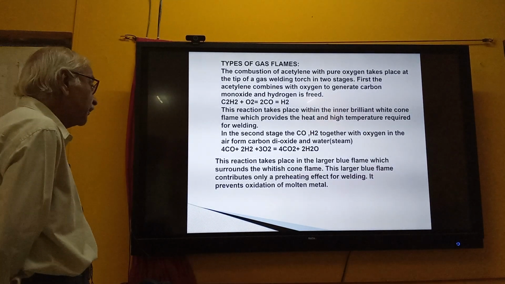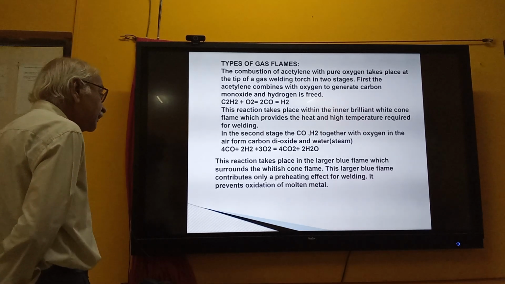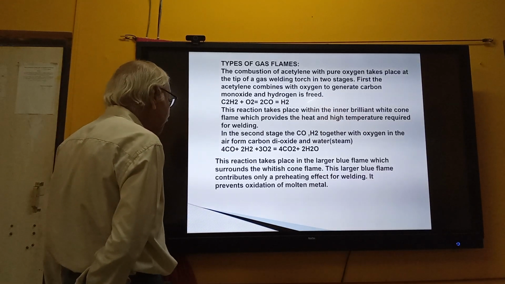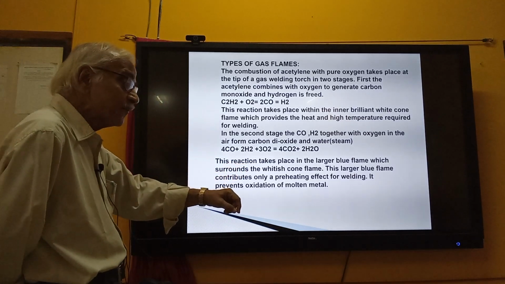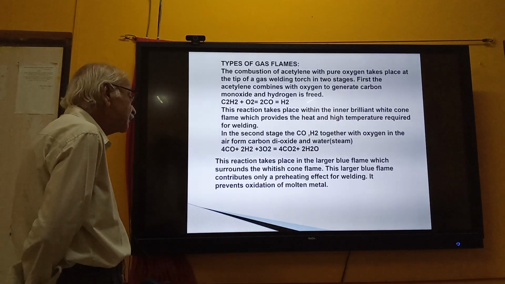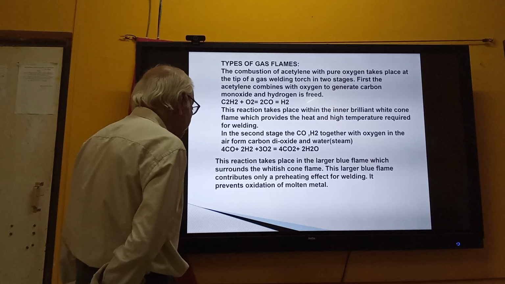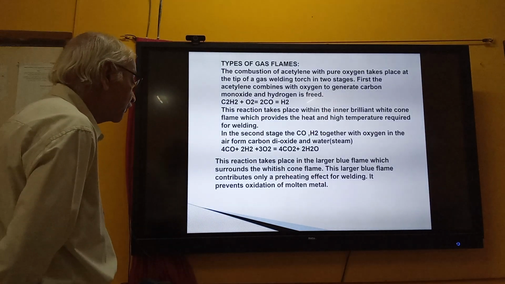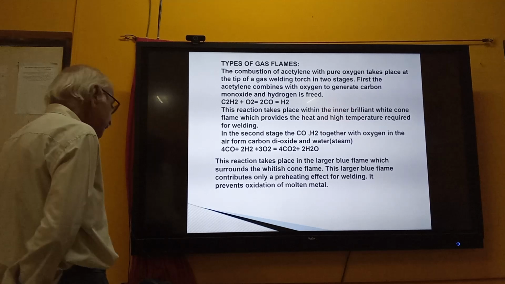This reaction takes place in the larger blue flame which surrounds the whitish cone flame. This larger blue flame contributes only a preheating effect. That's what I said, that the tip of the flame is used for preheating only, and then the core section comes which produces either the cutting action or the welding action. Okay.